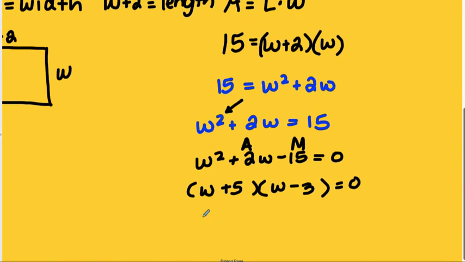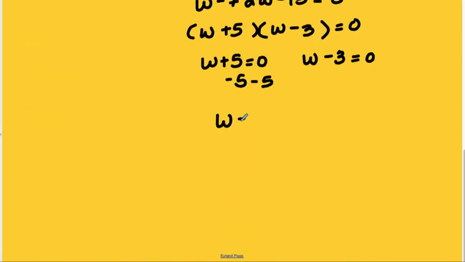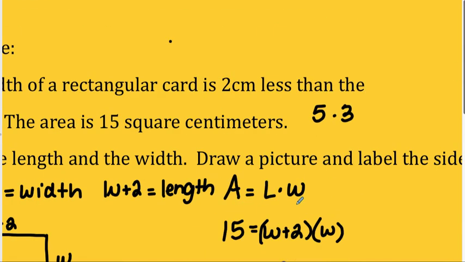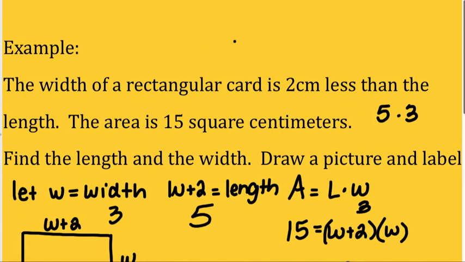All right, I'm going to use the zero product property and set each linear factor equal to 0. I'm going to subtract 5 on both sides and get W equals negative 5 and W equals 3. Well, we know width can't be negative, so it's not a solution to this problem. So my width has to be 3 and my length has to be 5. And there we've solved our problem.